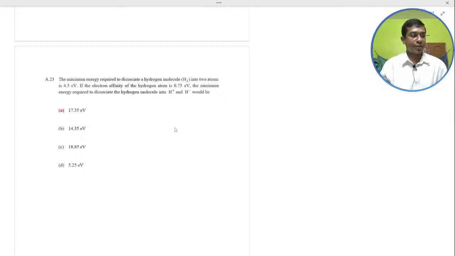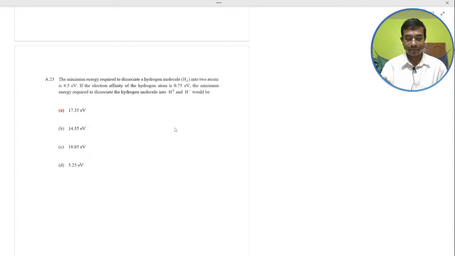The minimum energy required to dissociate a hydrogen molecule H2 into two atoms is 4.5 electron volt. If the electron affinity of the hydrogen atom is 0.75 electron volt, the minimum energy required to dissociate the hydrogen molecule into H plus and H minus would become what?